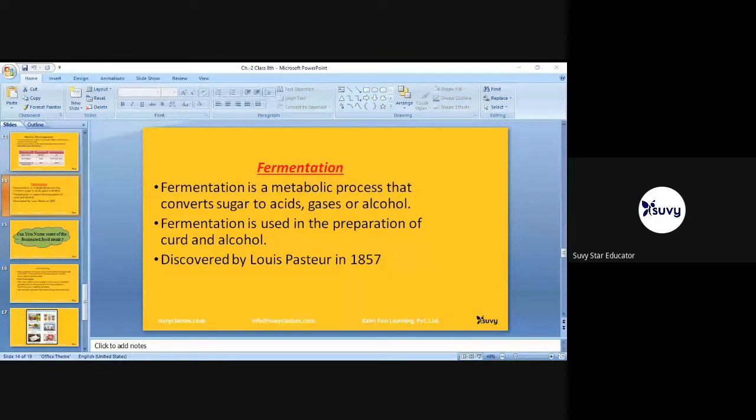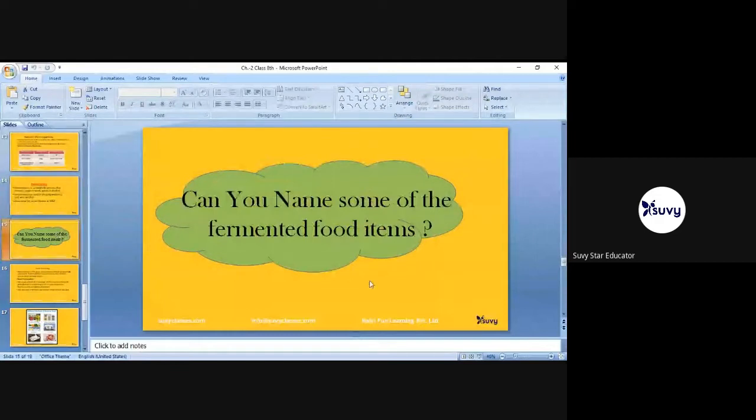Okay, so pasteurization is, you can say, a process to sterilize, that we'll study in the next slides as well. So curd and alcohol, these are the two fermentative products that we consume. Okay, can you name some of the other fermented food items?